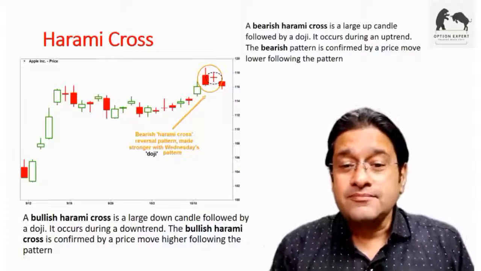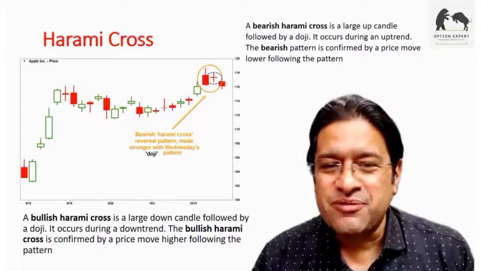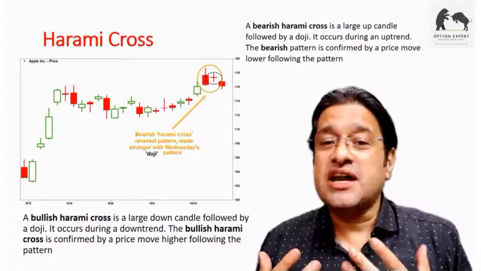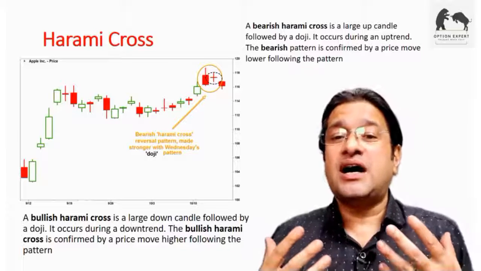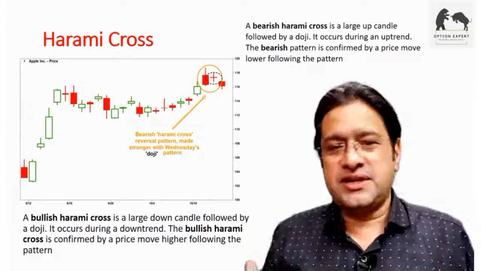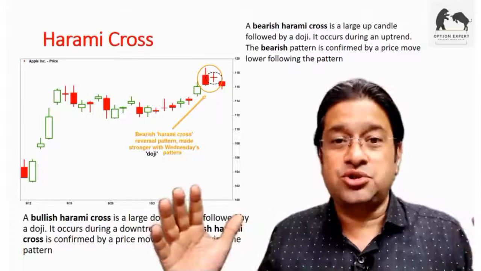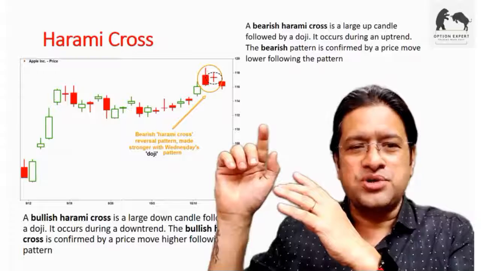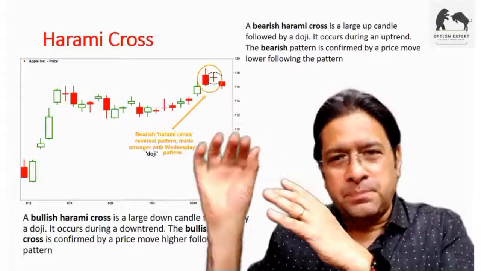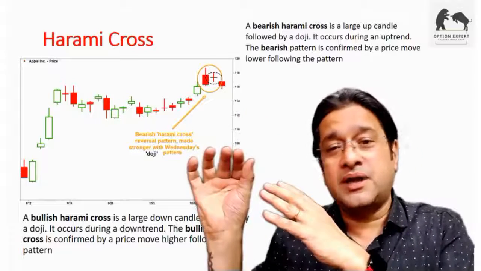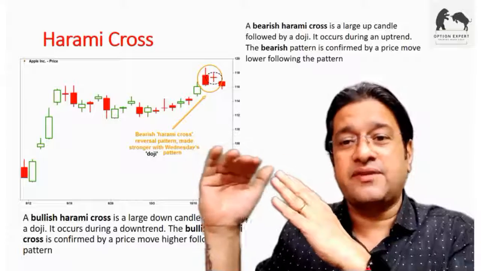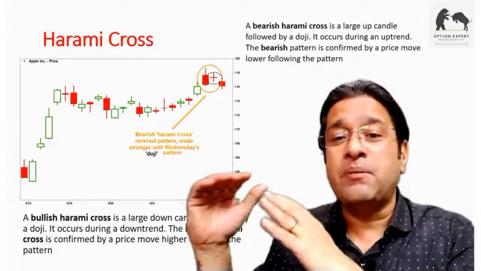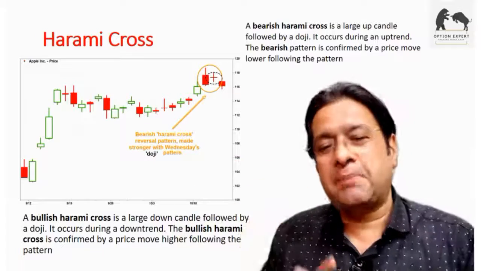Now, we were also talking about Harami. Again, I'm retouching this. A bearish Harami cross is a large up candle followed by a doji, sometimes, as I told you, a directionless doji, and it occurs during an uptrend. In an uptrend, suddenly you'll find a doji. The follow-up candle breaches the mid level of the candle, the mid body, and then the bearish pattern is confirmed by a price move lower than the pattern.